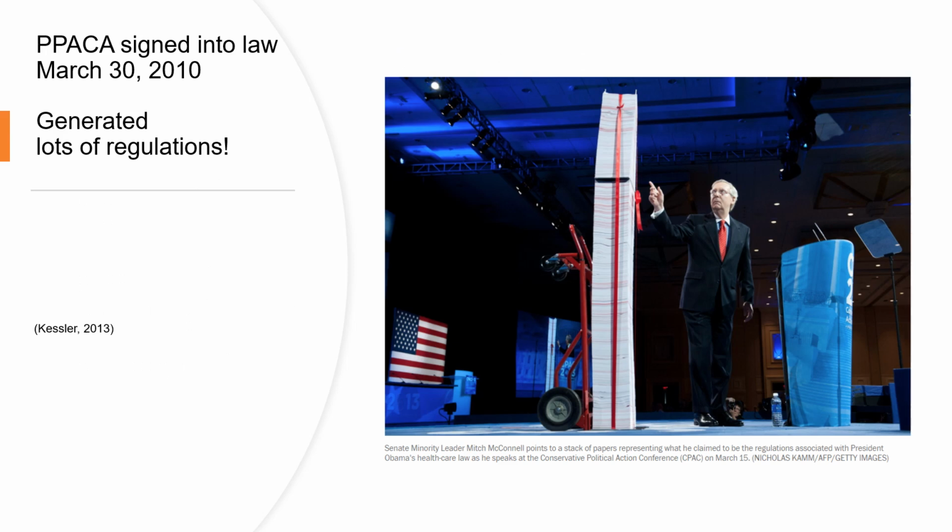All right, so in the last lecture, we talked about the ACA, the legislative process, the values that drove it, and noted that it was signed into law by President Obama on March 30th of 2010. And the bill generated a lot of regulations as it went through the regulatory process, which we also talked about. The picture there is Mitch McConnell, who is the Senate Majority Leader, pointing to a stack of paper which he claims represents all the rules and regulations that were generated by the ACA.